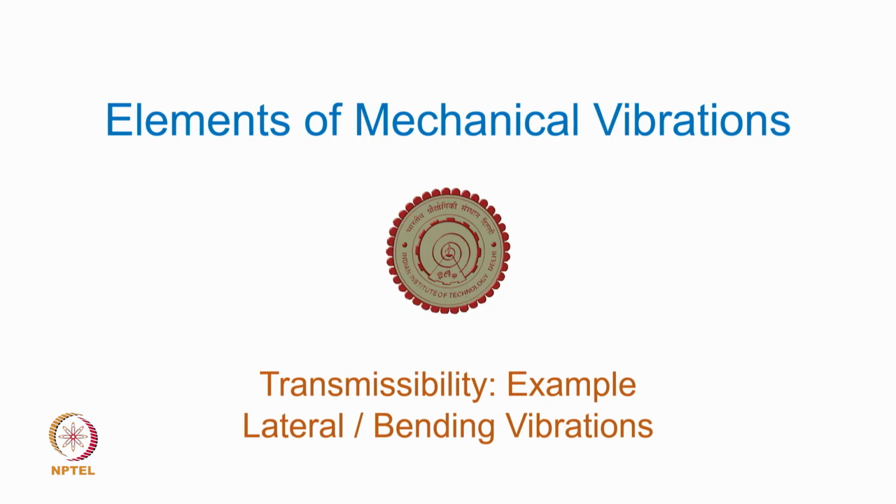Hello and welcome to this lecture of the course Elements of Mechanical Vibrations. Having discussed the force transmissibility in a typical multi-degree of freedom system in the previous session, we are going to take a numerical example based on what we discussed last, and that will help you understand the concept better, and this will be followed by the discussion on lateral or bending vibrations of typical structures like beams or rotating shafts using the concept of influence coefficient.